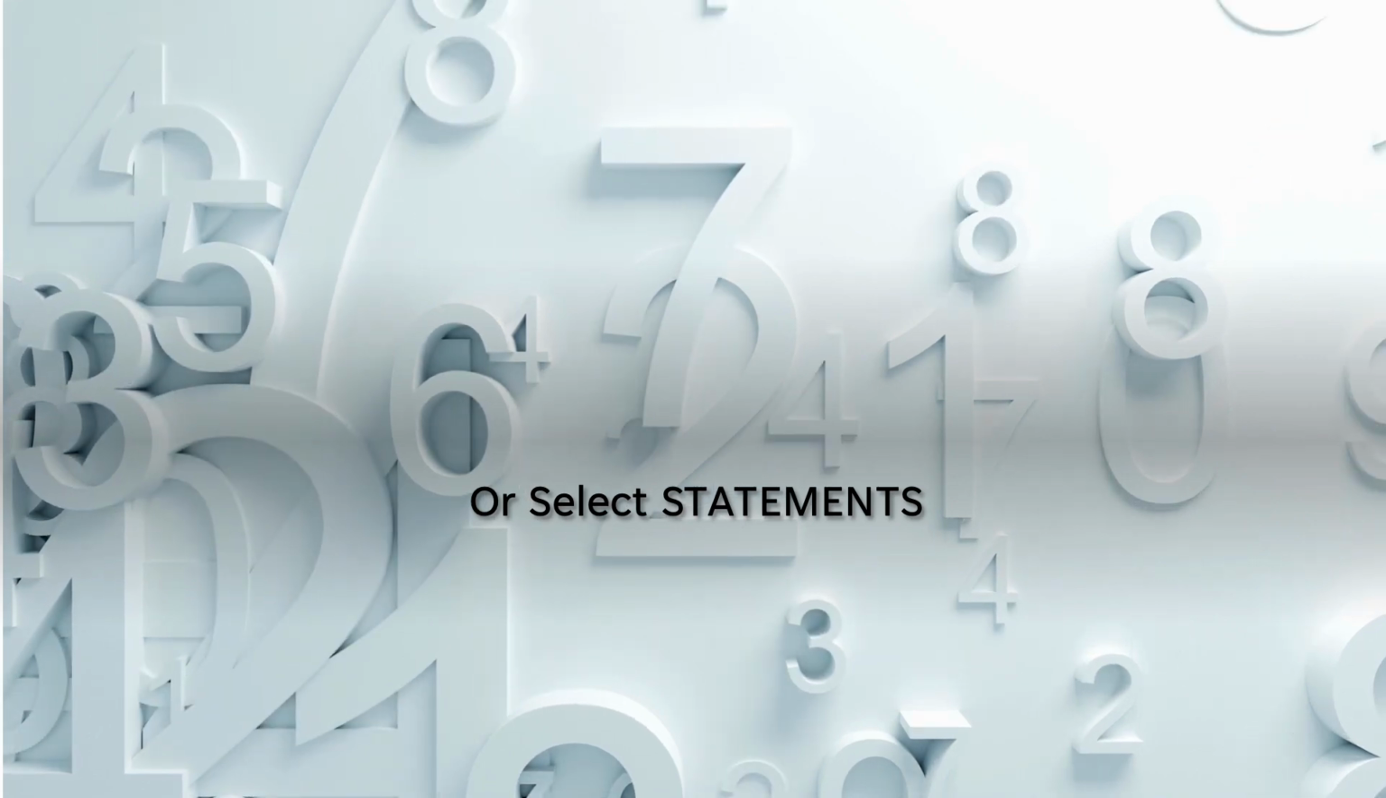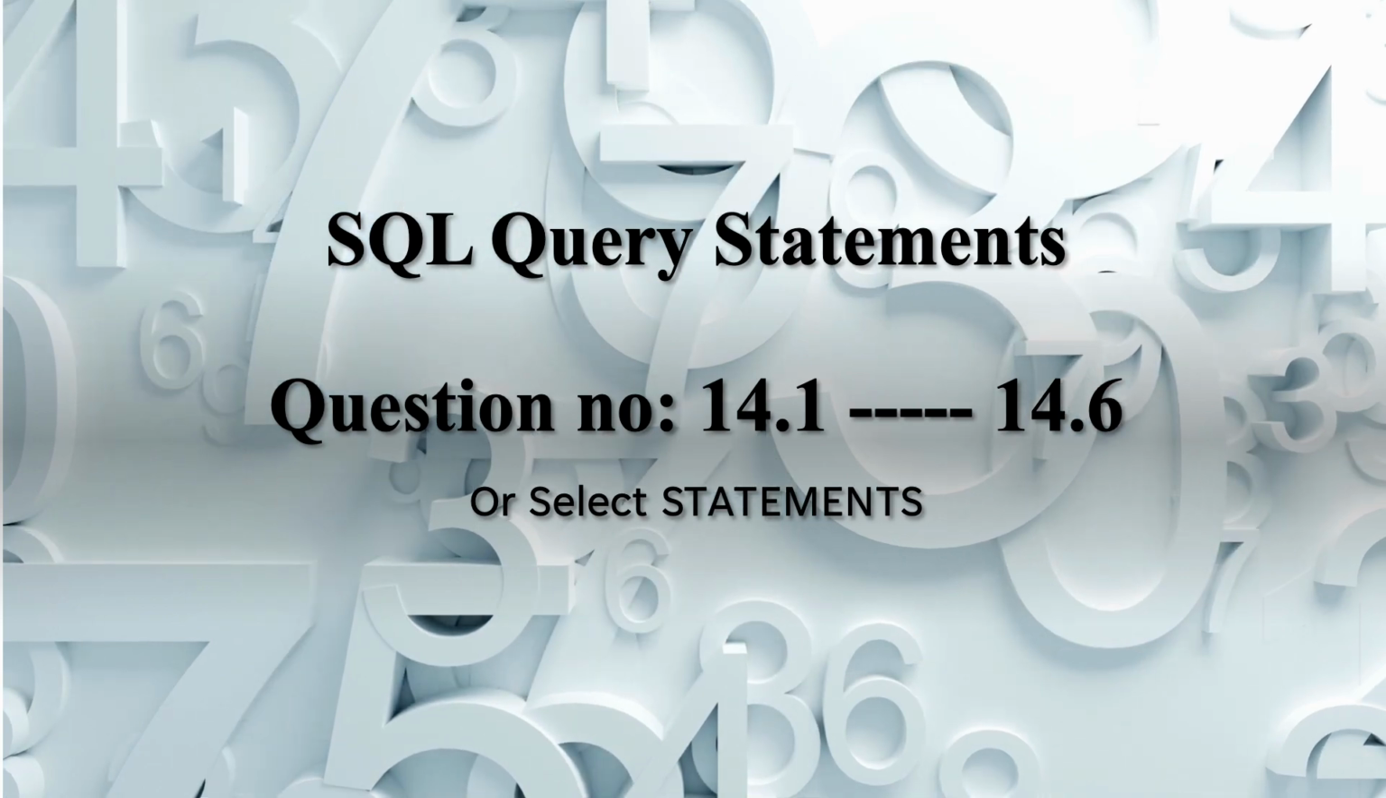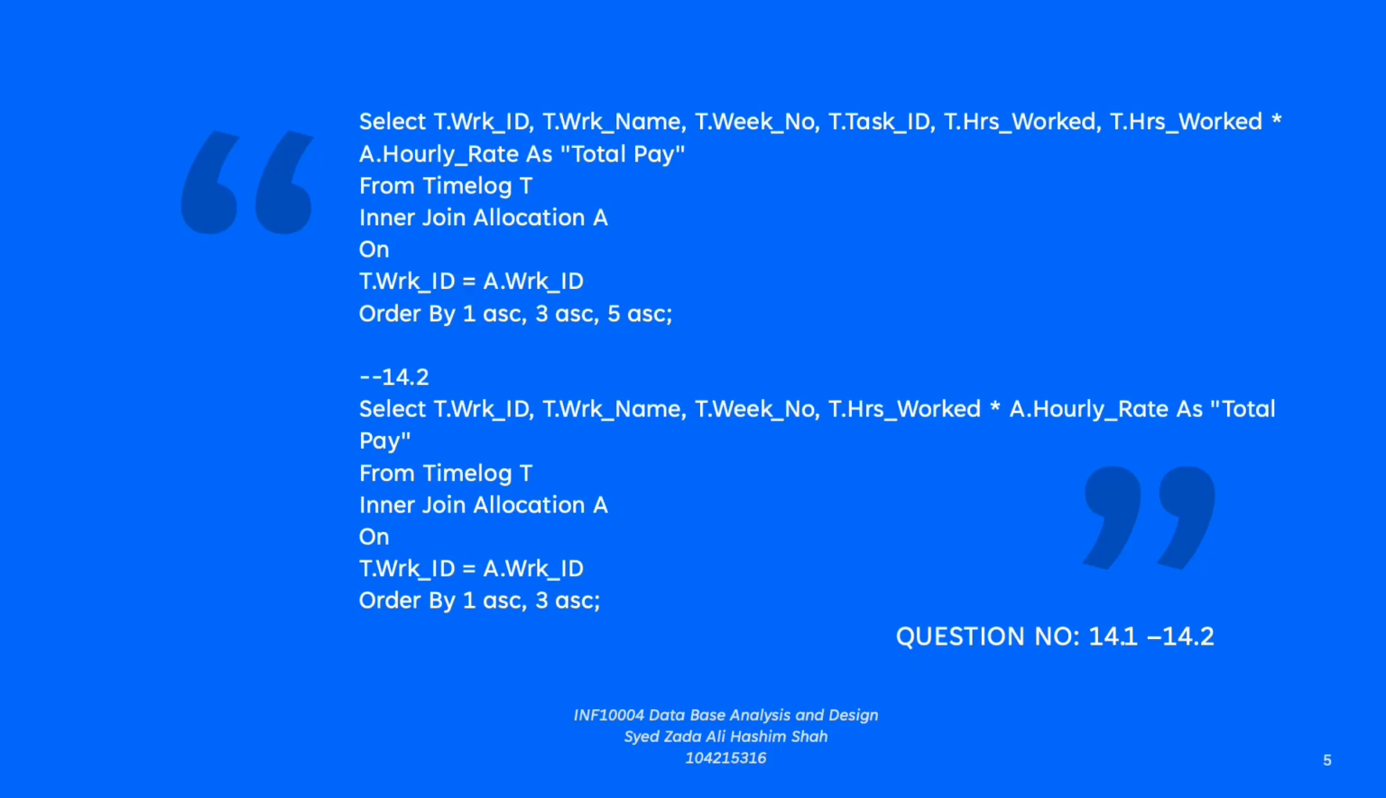Now we go to our query select statements, questions 14.1 to 14.6. Select worker ID, worker name, task, week number, task ID, hours worked, all from the time log table T, as an inner join on T.worker ID equal to A.worker ID, and order by columns 1, 3, and 5 in ascending order.